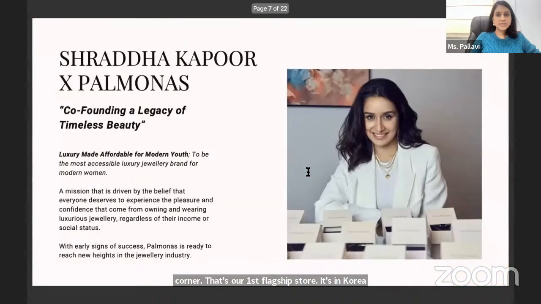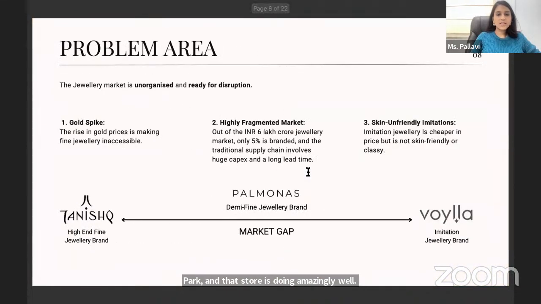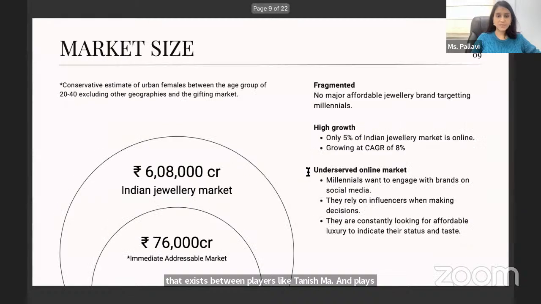I think I've already spoken about this. This is the problem area that I was talking about. The huge gap that exists between players like Tanishq and players like Voylla is called demi-fine, where we are actually fitting in very well. The market is huge, right? I mean, people can never stop buying jewelry, and people will never stop buying gold also for occasions like weddings and as an investment.